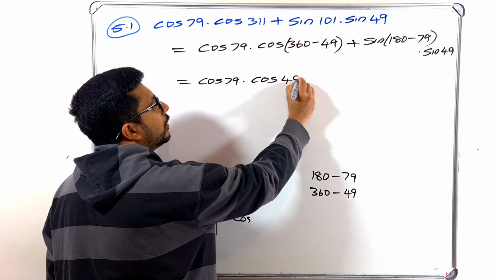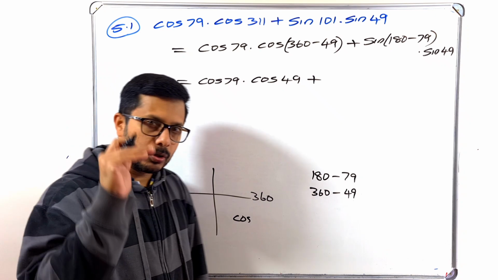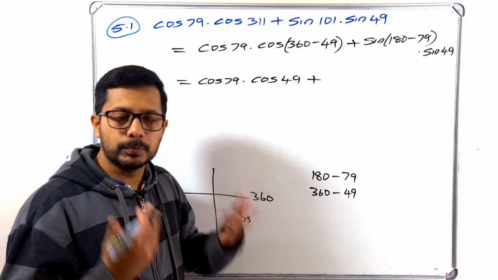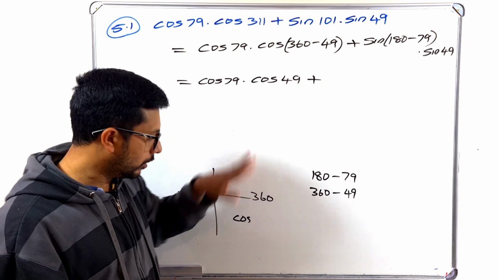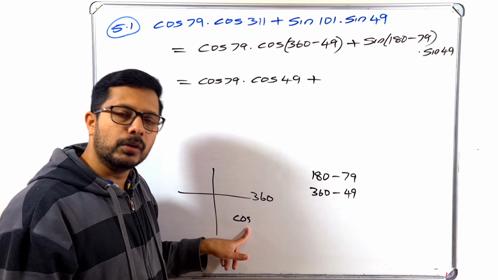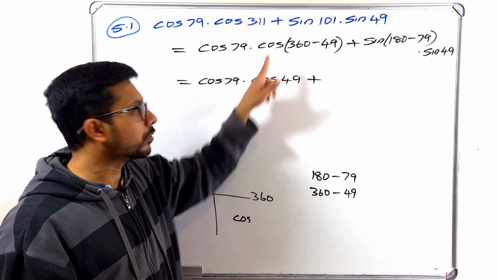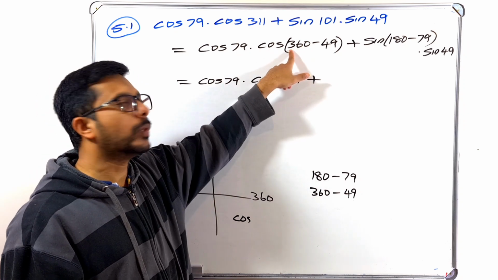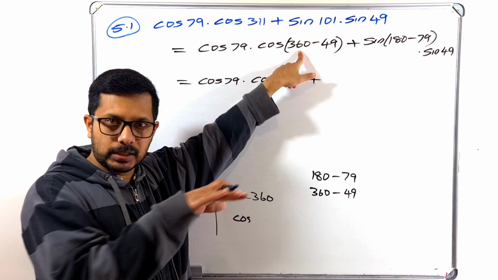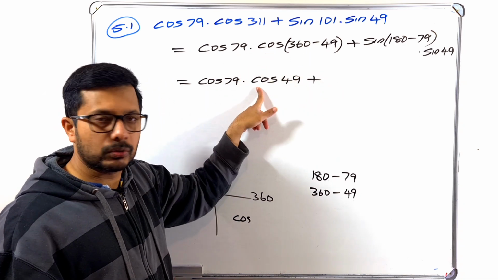Then 49 plus. So listen once more. In this order you have to think, and you have to answer by yourself. 360 minus 49 is in which quadrant? Fourth quadrant. In the fourth quadrant, what is positive? Cos. Here what? Cos. So it is positive. Then no change if it is based on the horizontal line, 360 or 180. So here it is cos, here also cos.